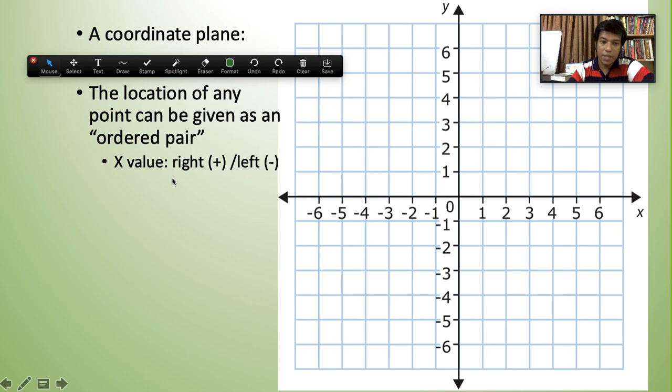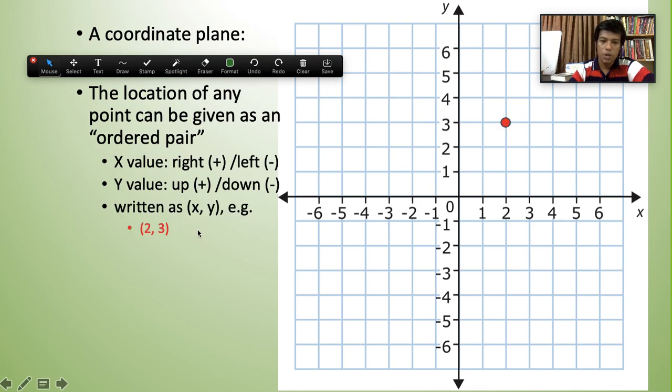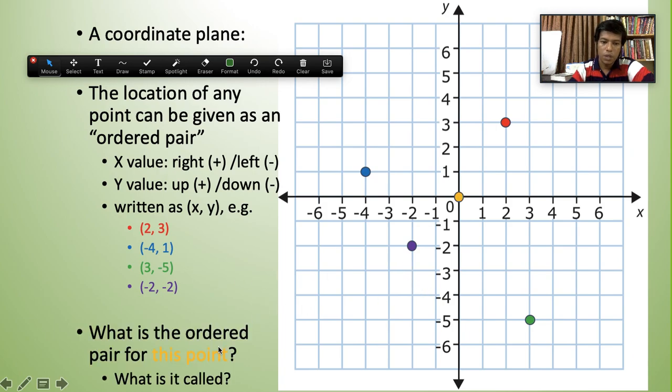So, ordered pairs, I already said all these things. This side is right, this side is left, left is negative. Up is plus, down is minus. Already we said 2 comma 3 is here, and you can verify all of them. Minus 2 comma minus 2 is there. And what is the ordered pair for this starting point? The x value is 0, the y value is also 0. That means this is 0 comma 0, and this is called the origin.